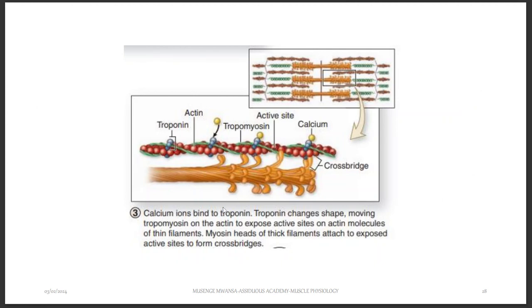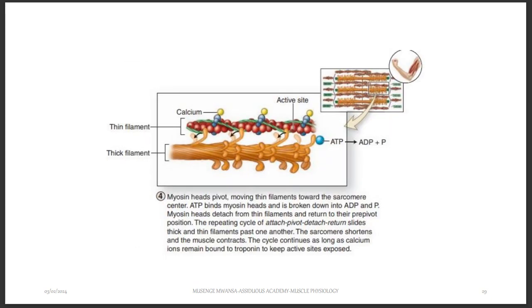That calcium that has been released will come and bind to troponin, specifically troponin C. Troponin is going to change its shape, moving tropomyosin on the actin to expose the active site. Okay. And then myosin heads of the thick filament will be able to attach to the exposed active sites, and that will cause a contraction.